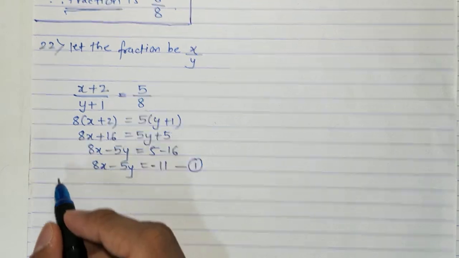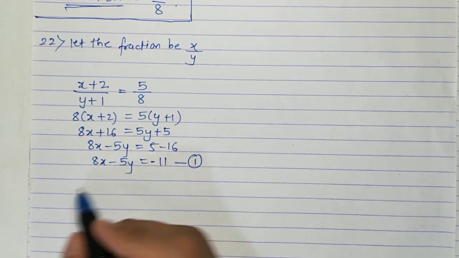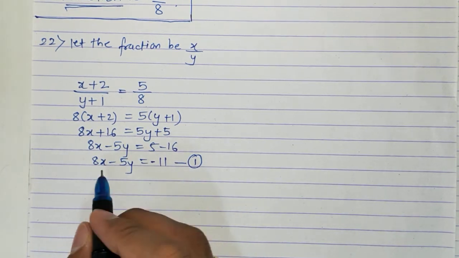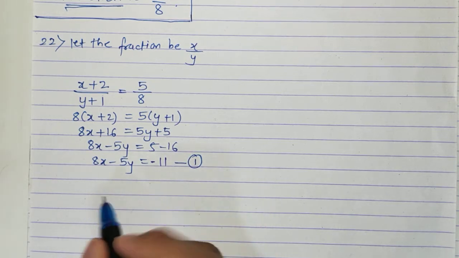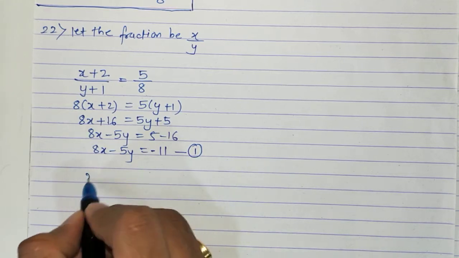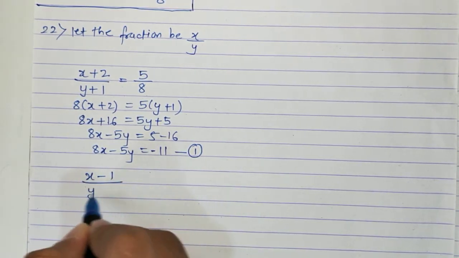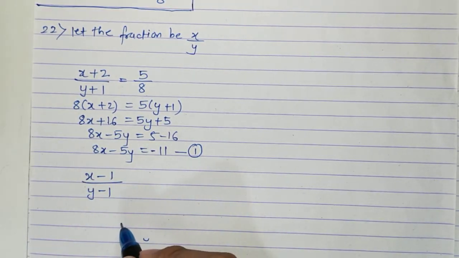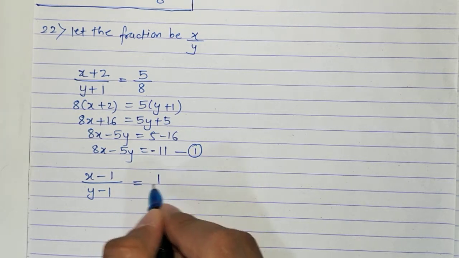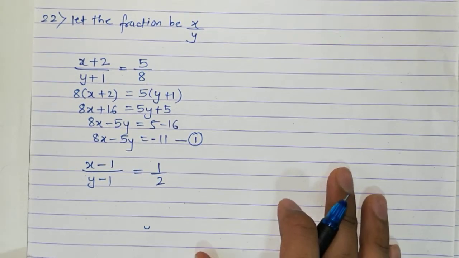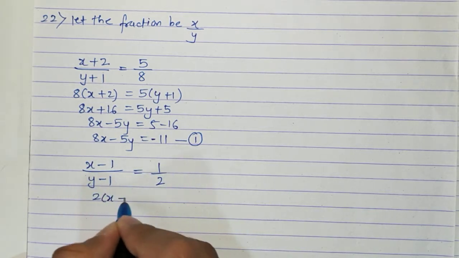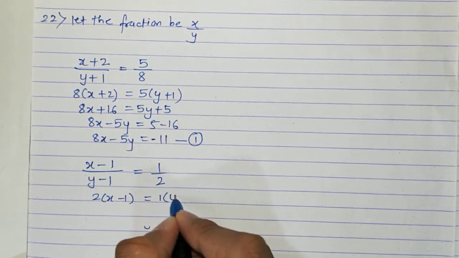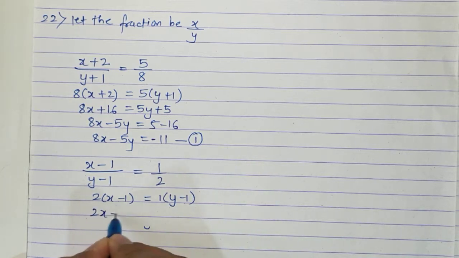the second information is, if the numerator and denominator each are diminished by 1, diminished means reduced, so the numerator is diminished by 1 and the denominator is diminished by 1, the fraction becomes 1 upon 2. Okay, so now let's cross multiply. 2 ones are 2.